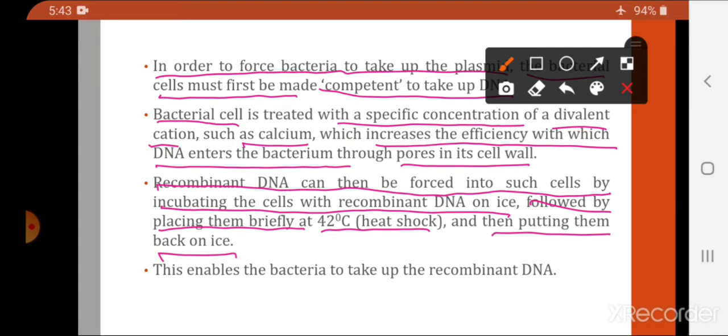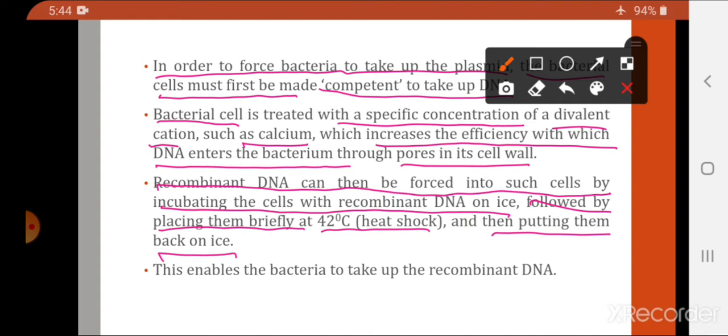So ऐसे DNA को हमें क्या करना है? That bacterial cell, it needs to be incubated with recombinant DNA on ice. After ice treatment, it will be followed by heat treatment. यानी उसको कितना टेम्परेचर देना पड़ेगा? 42 डिग्री. आइस का अप्रोक्सीमेट कितना होगा? इट विल बी आइस का टेम्परेचर क्या होगा? इट विल बी 0 डिग्री सेल्सियस या लेस देन दैट.